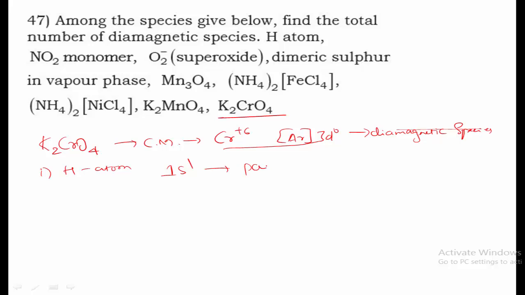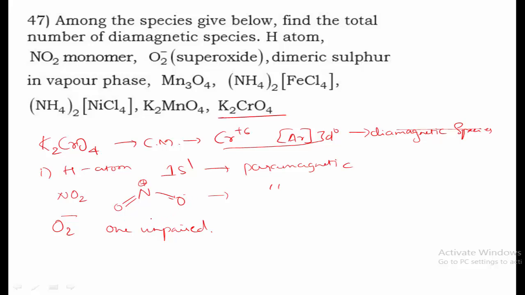Next, in the case of the hydrogen atom, the electronic configuration is 1s1, and hence there is an unpaired electron, so it is paramagnetic. Then NO2: the structure is given like this, N+, O-, double bond O. It has an odd number of electrons, and hence it is also paramagnetic. Then O2 minus has one unpaired electron, and hence it is also paramagnetic.